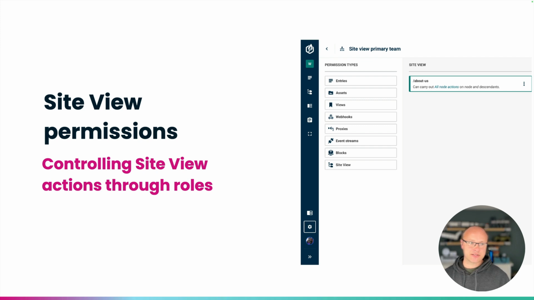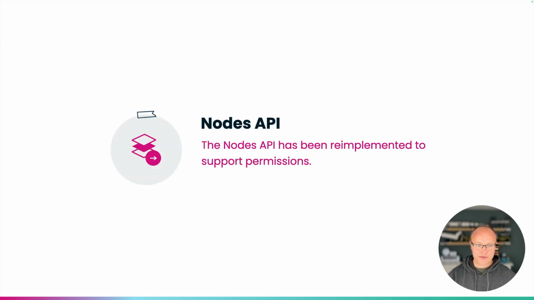We're really excited to be announcing site view permissions, the ability to control who can create and manage URLs and the associated content in your site view tree. In order to do this, we've had to completely re-implement the Nodes API. We've recognised that some organisations can have thousands of permissions applied across your site view tree, and to support this, we've needed to start again with the Nodes API.